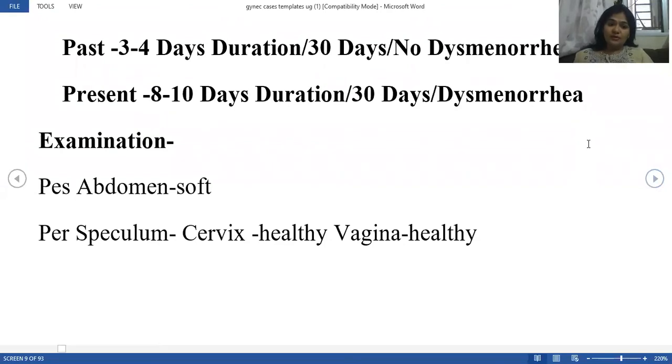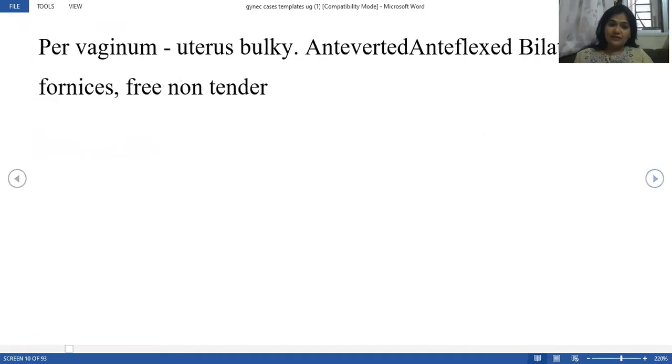Now, on general examination, there is nothing abnormal as such. On per abdomen, the abdomen is soft. On per speculum examination, cervix is healthy and vagina is healthy. On per vaginum examination, the uterus is bulky, anteverted, anteflexed, and bilateral fornices are non-tender. Right.